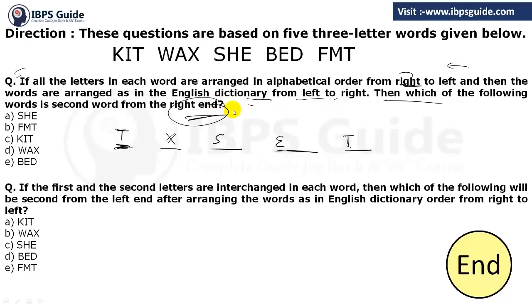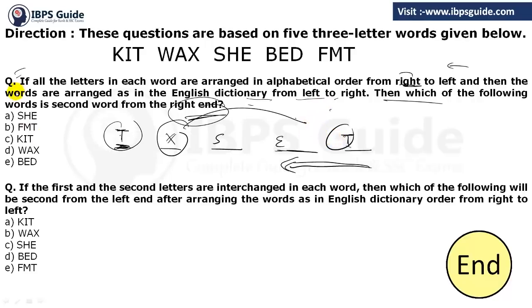Now just see, we have to arrange the words in English dictionary order from left to right, and then find the second from the right end. That is, we have to find the second highest, or according to the English dictionary, which comes second from the last. So X will come last, and T will come second last. But we have two T's, so it will depend on the second letter.